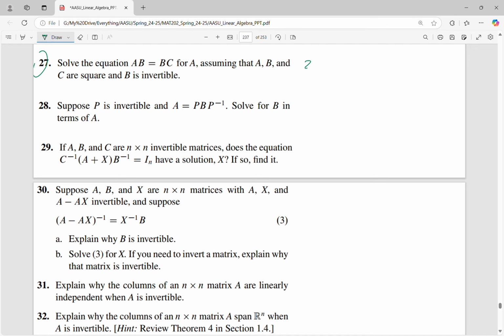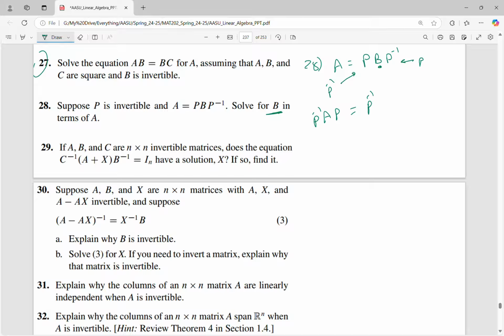Let's see 28. I have A equals P B P inverse. I want B. How do we find B? Look, you want B. So you multiply from this side by P, from this side by P inverse. Why? Let's do it. From the left, you multiply with P inverse, from the right with P.